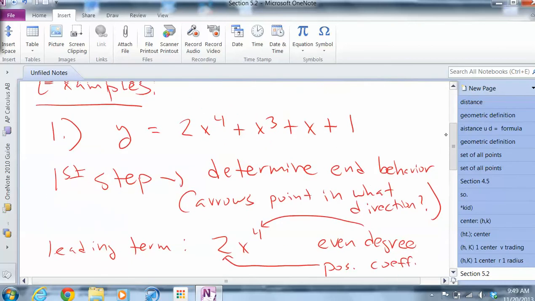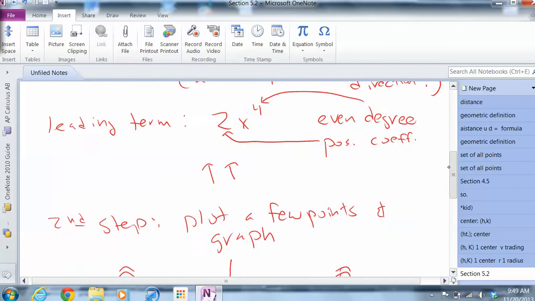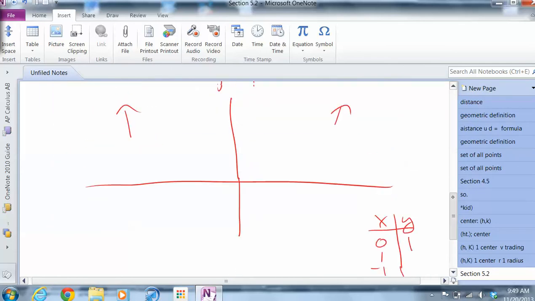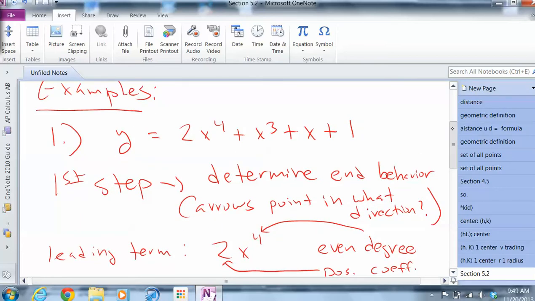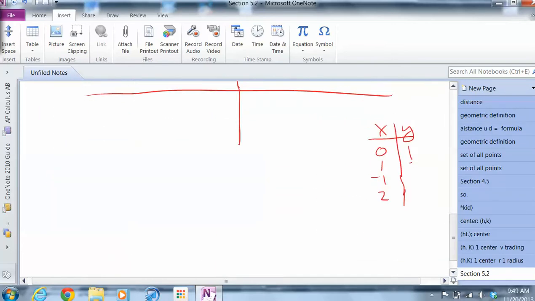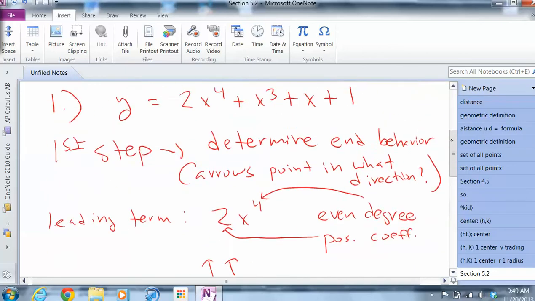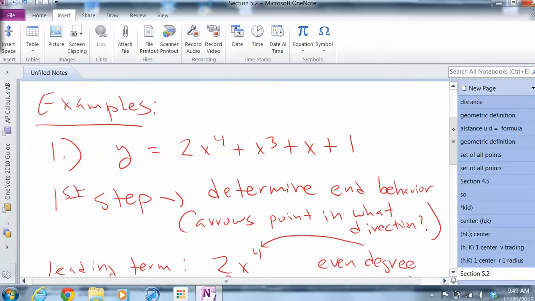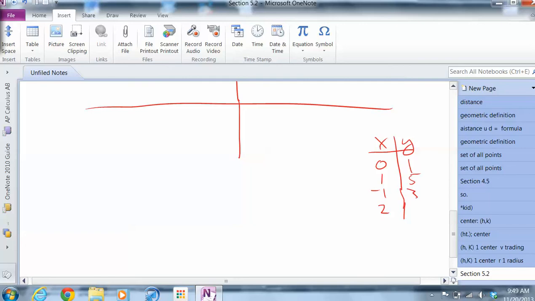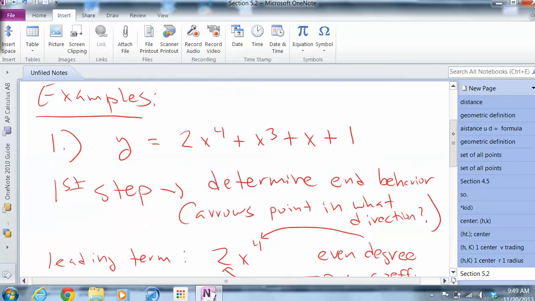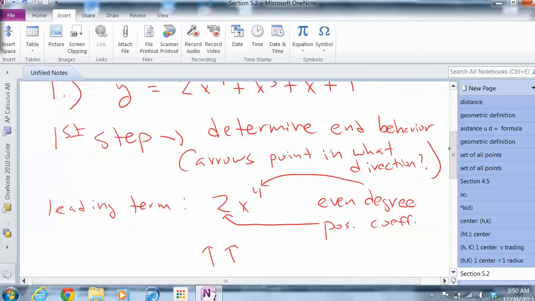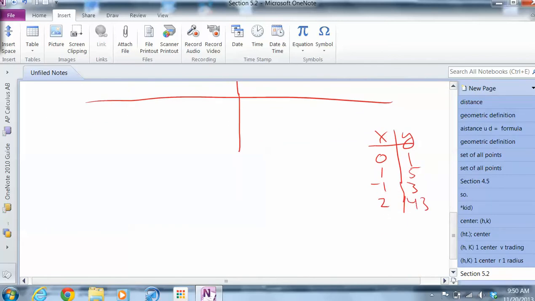But if I plug in 0 to this function, I see that y is going to be 1. If I plug in 1, I should get 2 plus 1 plus 1, I should get 5. If I plug in -1, gotta be a little careful here. The first term will be 2, but then -1 cubed is -1. So we should get 3. And what the heck, I'll try 2. That's going to be a pretty big number. If you do 2 to the 4 power, it's 16. 2 times 16 is 32. 32 plus 8 is 40. I think we get 43. Good luck in plotting that.